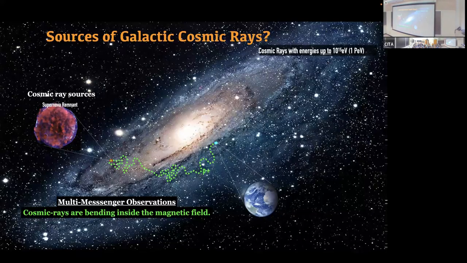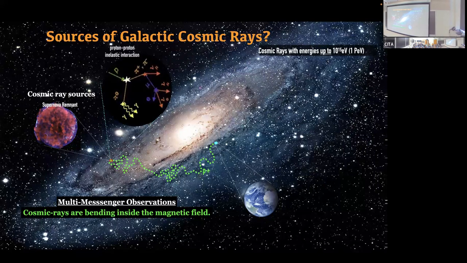Alright, so are we done with studying the source of cosmic rays just because cosmic rays bend inside the magnetic field? Thankfully, particle physics happens in the universe as much as it happens in the LHC, so we know that when the cosmic ray is accelerated by some powerful accelerator like supernova remnants, it may interact with the hydrogen, because our galaxy is full of neutral hydrogen. So inelastic interaction can happen, given the cross section that we can measure from particle accelerators. And as a result, you would create secondary particles.